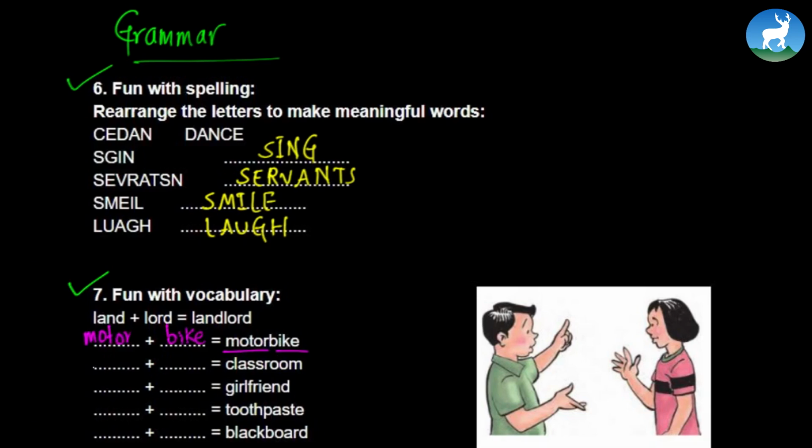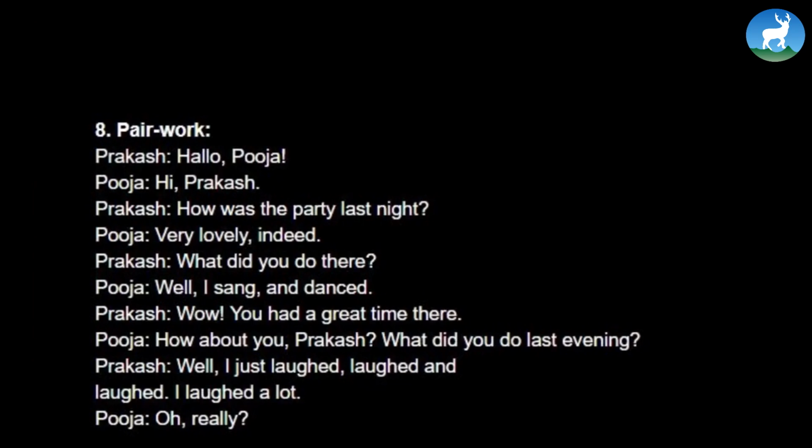For example, for classroom, we can write class and room. For girlfriend, we can write girl and friend. For toothpaste, we can write tooth and paste. For blackboard, we can write black and board. Okay, let's move on to another section.